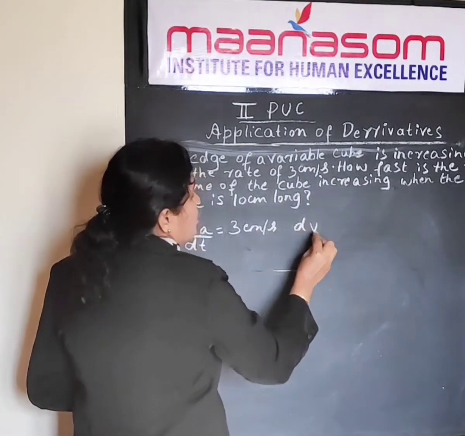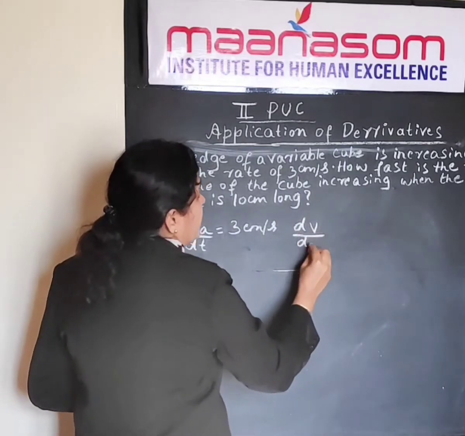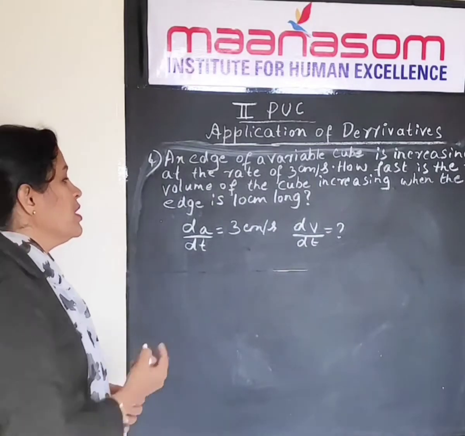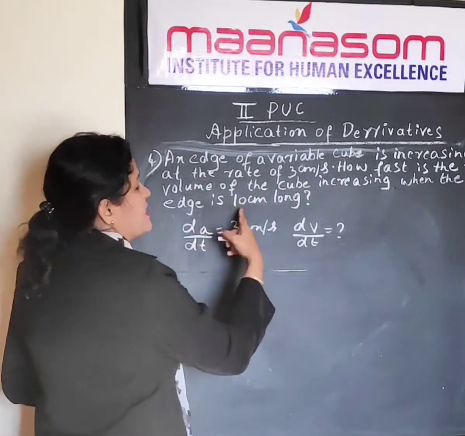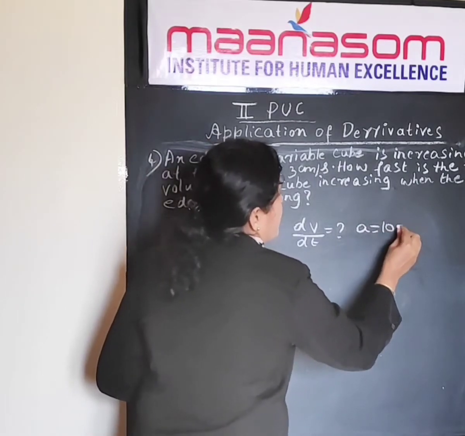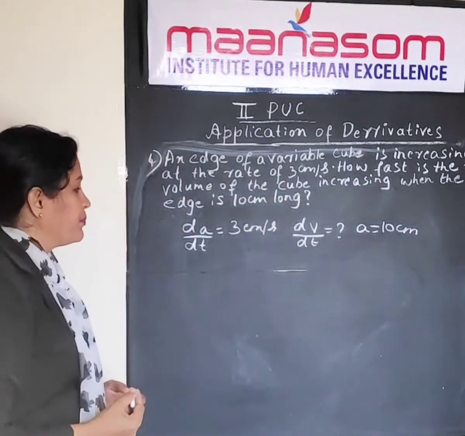So how fast is the volume? That is dV by dt is equal to how much? That we will have to find out. The edge is given here. The edge is 10 centimeter long. The edge is represented by A. So our A is 10 centimeter.